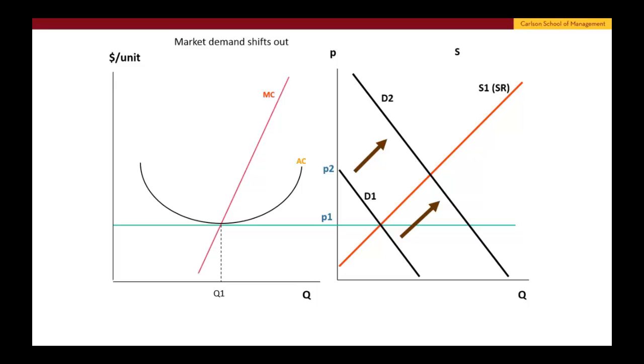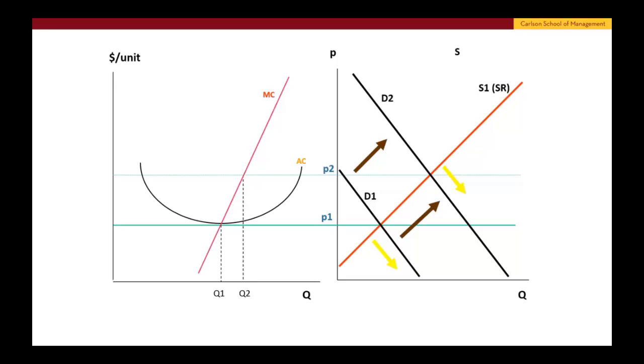When demand shifts out, we get this new demand curve D2. It intersects that short-run supply curve S1 at a higher price, in particular, this green dotted line. What happens next? Well, in the short run, a firm, represented on the left-hand side, would maximize profits by increasing its output from Q1 to Q2. A firm that looks like this would be generating profits. Those profits would encourage entry by other firms, and that entry would shift supply out.